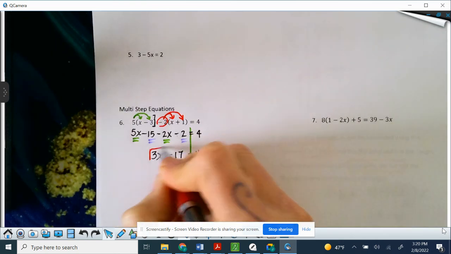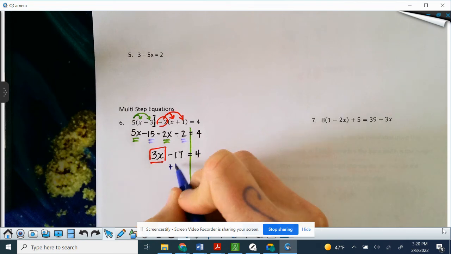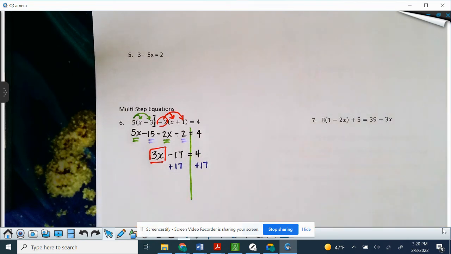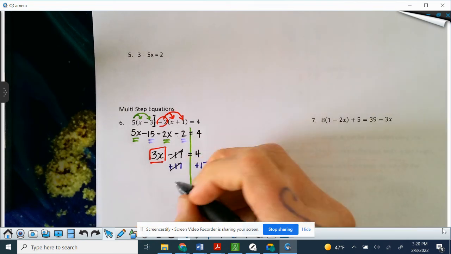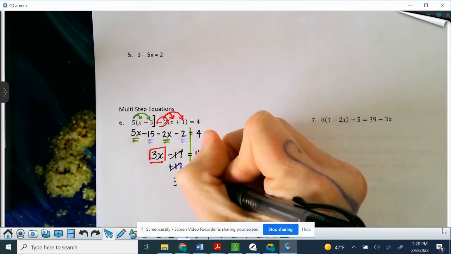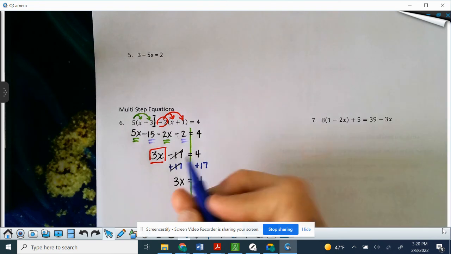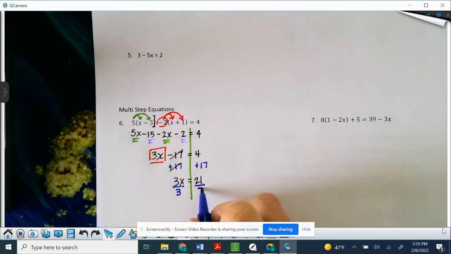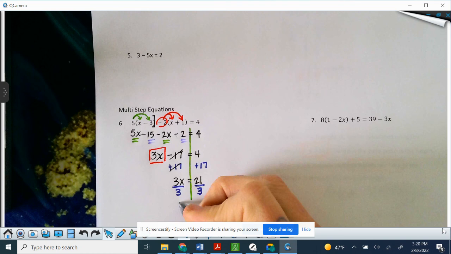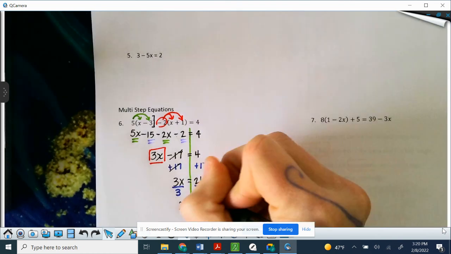Now I have my variable. I want to get it by itself because we're solving for x. I'm going to add 17 to both sides. And that's going to leave me that 3x on this side. And 4 plus 17 is going to give me 21. Not done because x is not by itself. That is 3 times x, and the inverse operation of 3 times x, again, is divide by 3. And coincidentally, not prepared, didn't realize that one was going to work out that way. 21 divided by 3, as we talked about last problem, is 7.